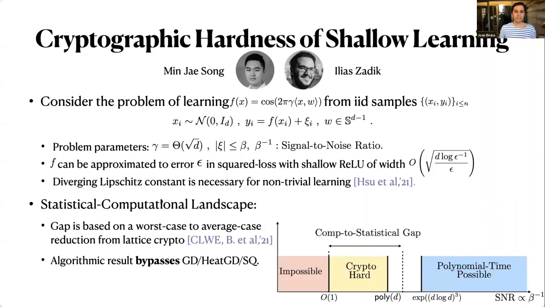So what we show here is this statistical to computational landscape. Depending on the signal to noise ratio, this problem goes through different phases, similar in spirit to tensor PCA. There's one phase where this problem is computationally hard in the cryptographic sense, and there's a phase where we can actually solve this problem efficiently. But here's the punchline: it's not through statistical queries, it's not through gradient descent, it's not through local methods. We have to use algorithmic techniques that are really tailored, that use lattice basis reduction.